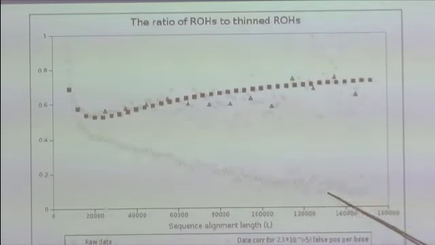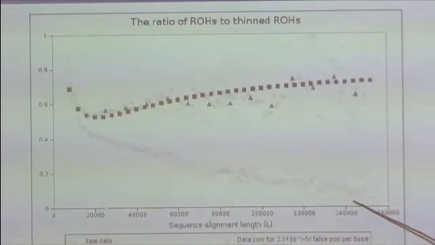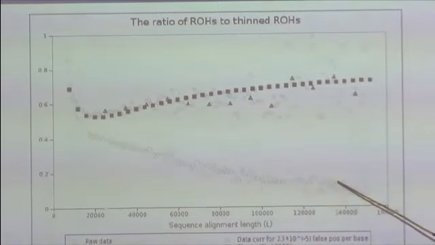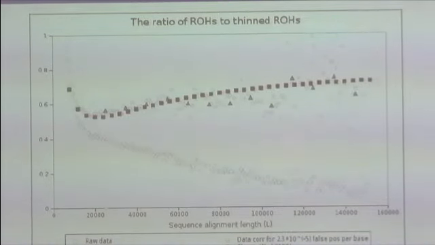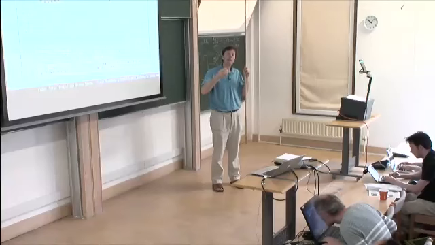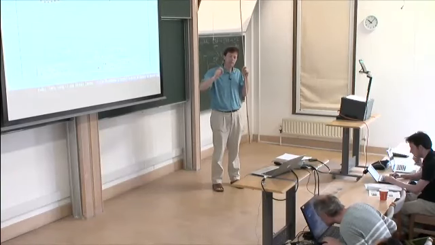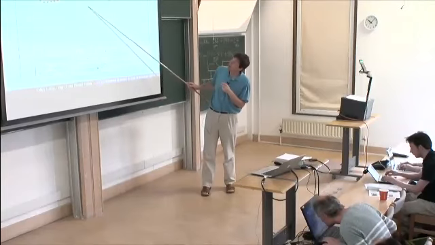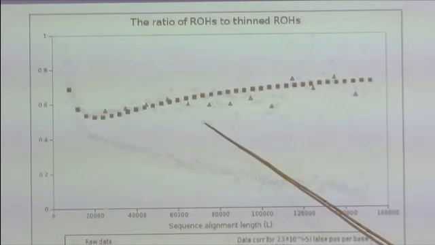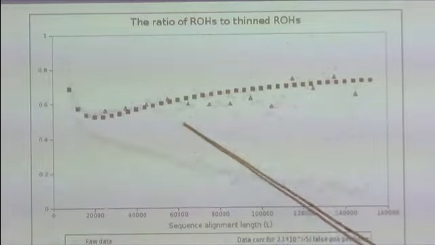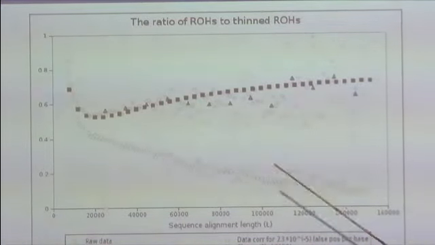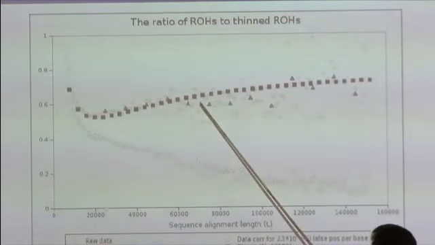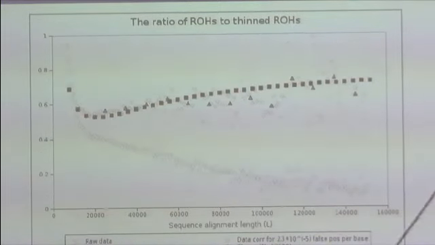This is the actual measurements. So what are we plotting here? We're plotting the ratio of runs of homozygosity to thinned ones. So if you get a thinned run of homozygosity, what's the chance that it's also homozygous? That's the real data. The white triangles here are the corrections of the real data after we apply this correction for 2.3 errors per 100 kb. And the black is what the theory gives us. So I'd argue that black looks like these white diamonds, more or less.